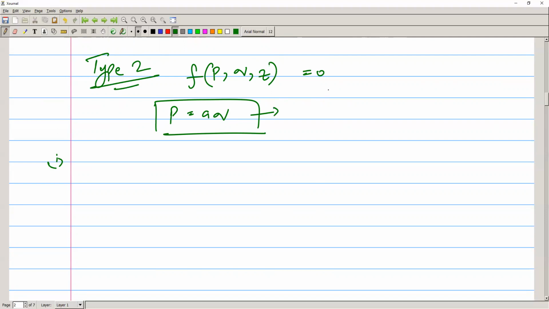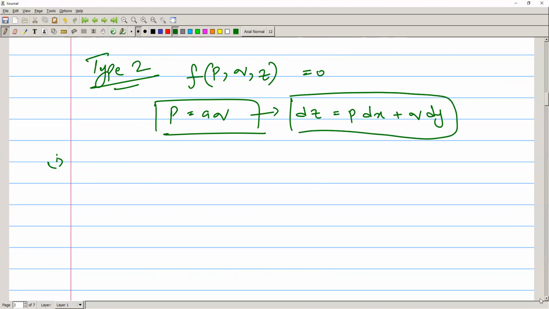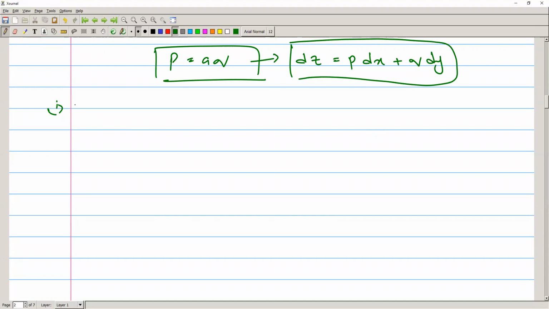When we substitute p is equals to aq and we find p and q in terms of a, then we will apply again the auxiliary equation. This auxiliary equation is useful in each type. This will be used in every type. And you know that this auxiliary equation we get from the Charpit method. So let's say that we are given a function z is equals to p squared plus q squared. Now you can see that this is a function of p, q, and z. So now we can assume that p is equals to aq, and we can substitute aq instead of p in the equation.